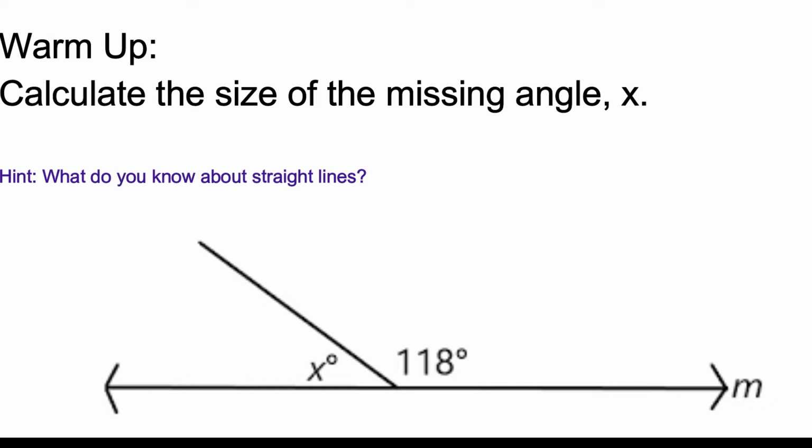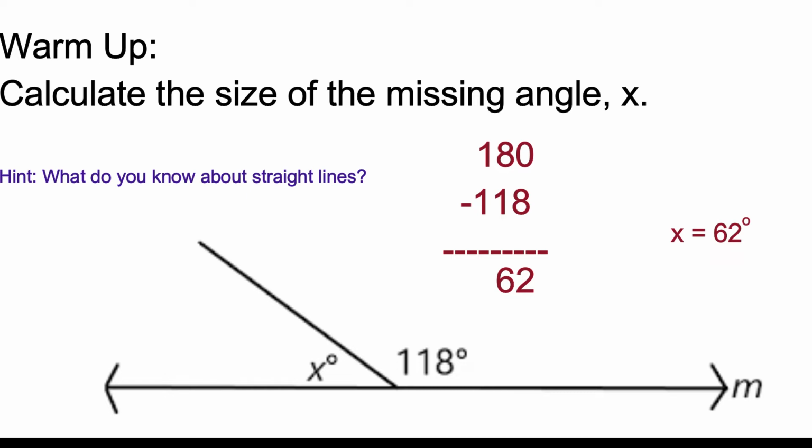Alright. Well, what you should know about the straight line called M is that it's 180 degrees. All straight lines are 180 degrees. So if we know that that straight line is 180 degrees, we can figure out what x is by taking away the other angle. Because 118 plus x should add up to 180 since they're on that straight line. So let's take 118 away. When I do that, I'm left with 62. So that tells me that angle x is worth 62 degrees.